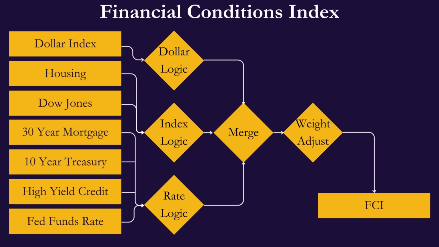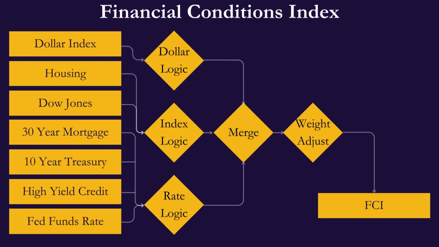So for the financial conditions index, there's 7 different time series that contribute into it. With those, they are grouped by interest rates, whether they are an index tracking housing or the equity markets, or an index tracking the relative strength of the dollar. And depending on the grouping of these series, you have to apply different logic in order to get the right transformation that feeds into the model.